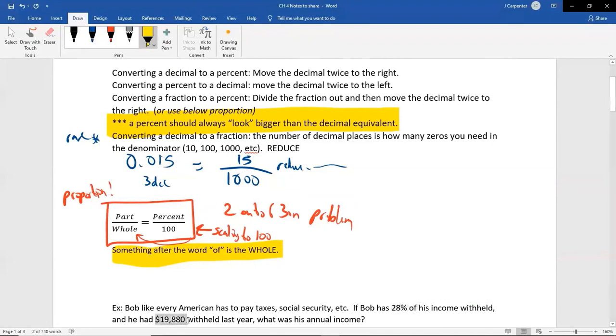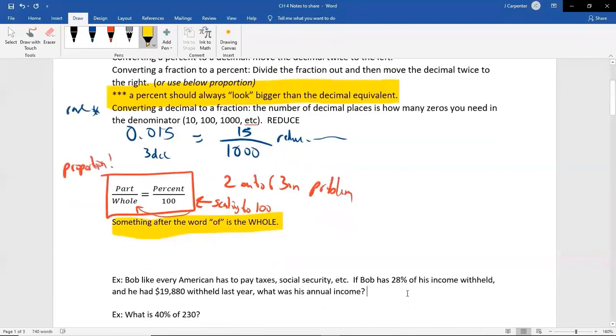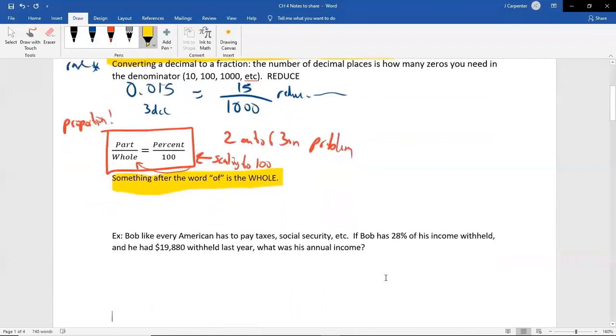So when all that is said and done, Bob had 28% of his money taken from him. And it turns out he had about 20 grand taken from him. And what we want to figure out is what is his annual income. So let's go ahead and try and make a prediction about his answer. What should the answer be in size? Should it be bigger than this 20,000 or should it be smaller than this 20,000?